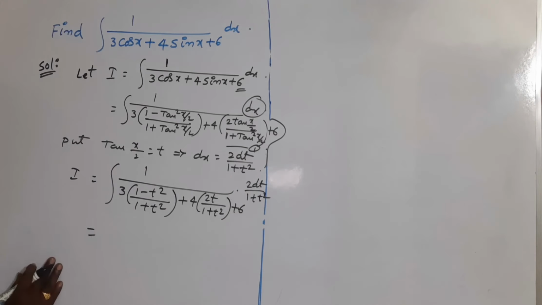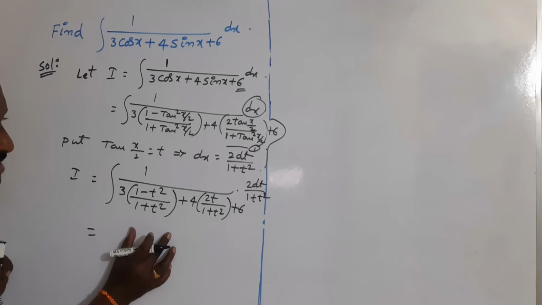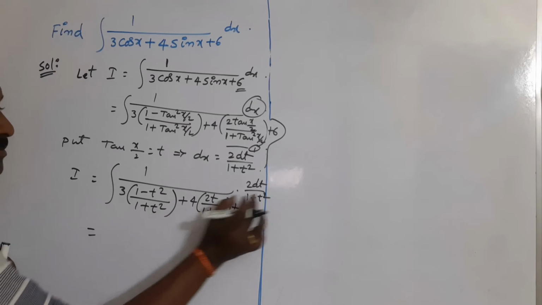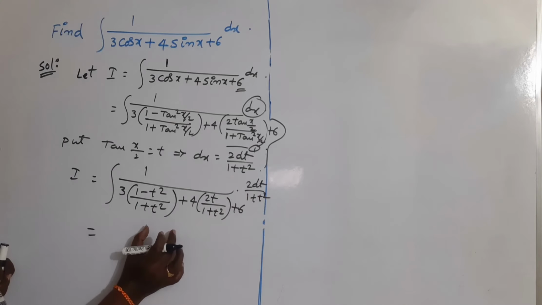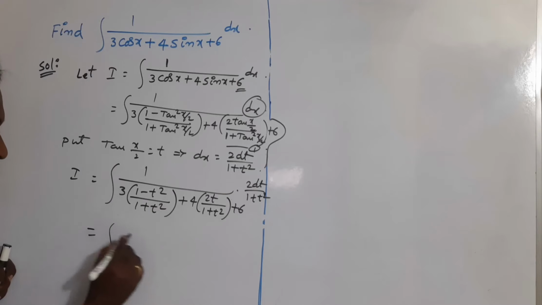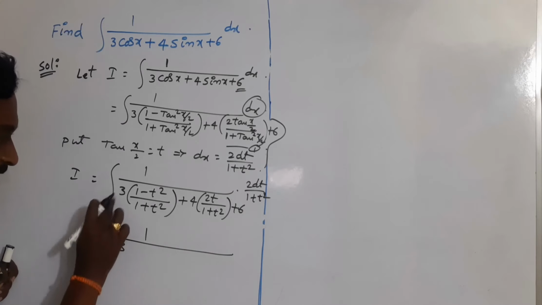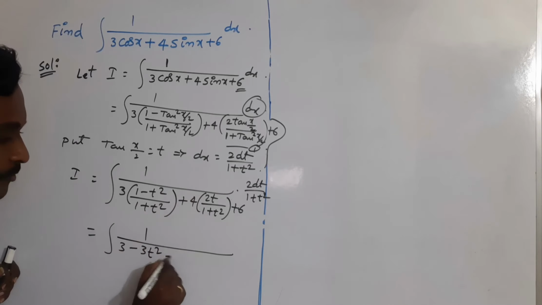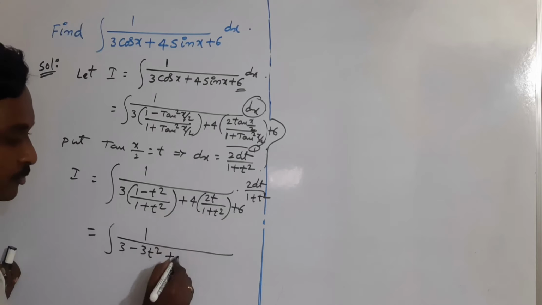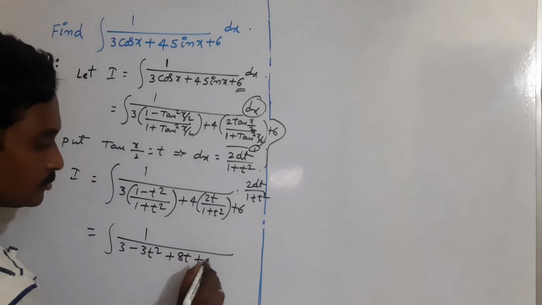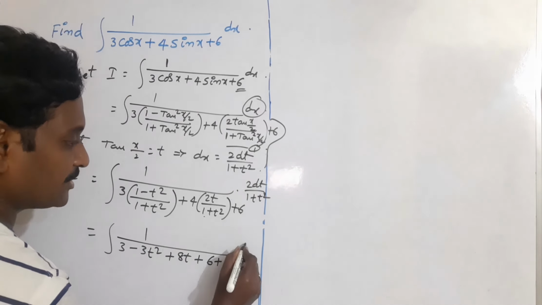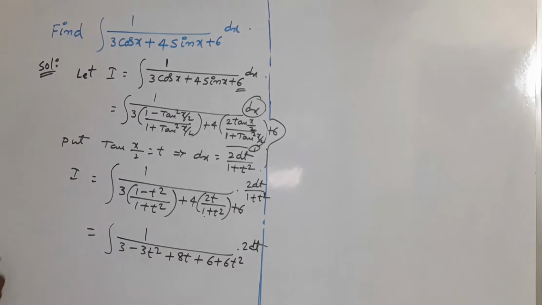So take the LCM in the denominator. In this case it is better to write a direct step here. 1 plus t square is the LCM. After taking the LCM, this 1 plus t square and the LCM 1 plus t square get cancelled directly. So 1 by, take this 3 inside, 3 times 1 is 3 minus 3t square, plus 4 times 2t is 8t, plus, don't forget to multiply the 6 with 1 plus t square, so 6 plus 6t square, into 2 dt. Now simplify the denominator.